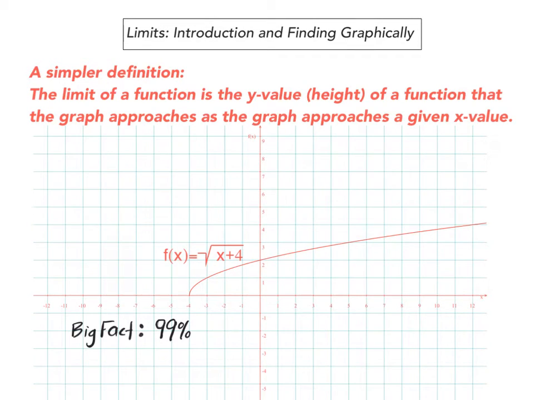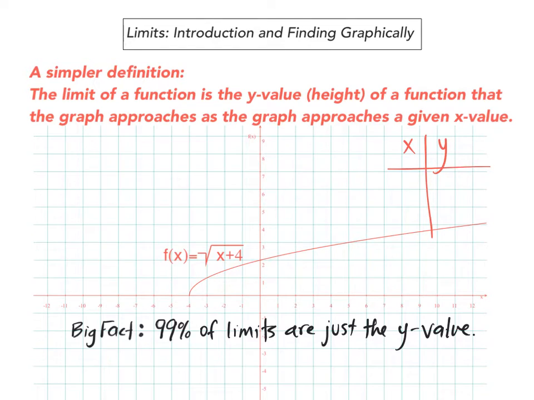Now here's what that basically said. The limit of a function is the height of a function as we get closer and closer to a given x value. I'm going to start with the big fact down here: 99% of limits are just the y value. Meaning, this graph goes through a bunch of xy points. That's what a graph is, a bunch of xy points.